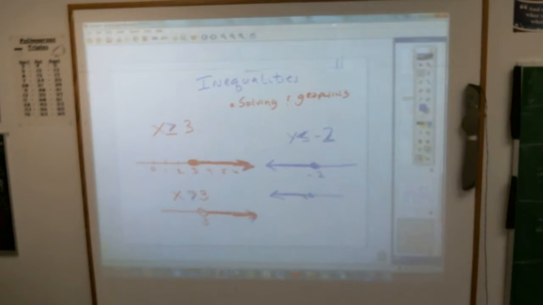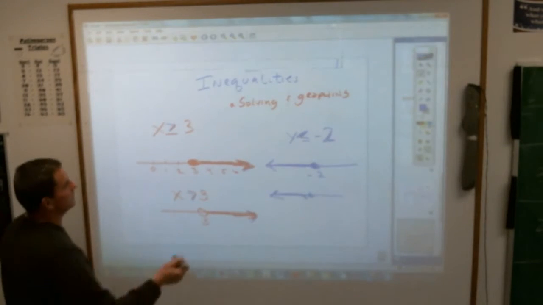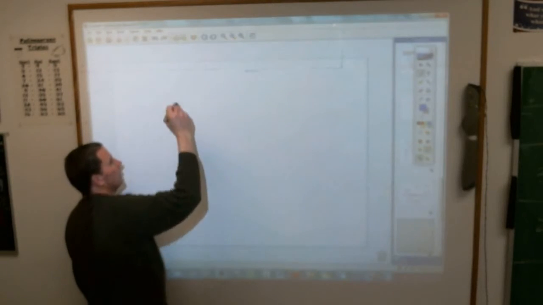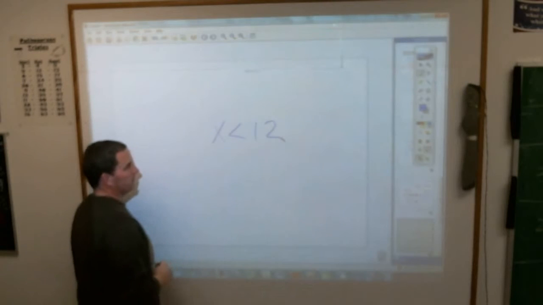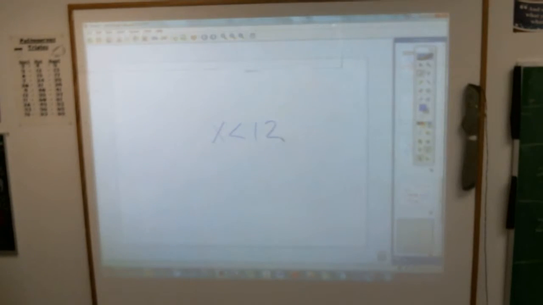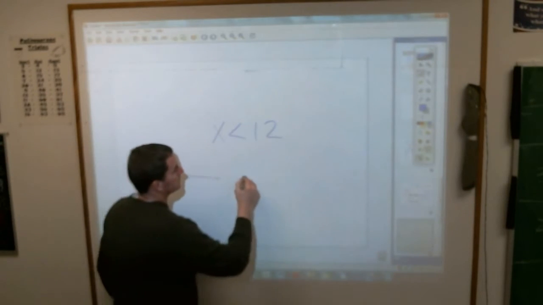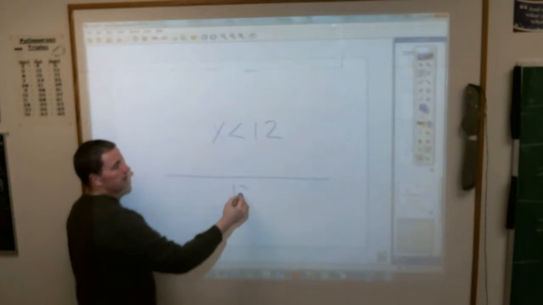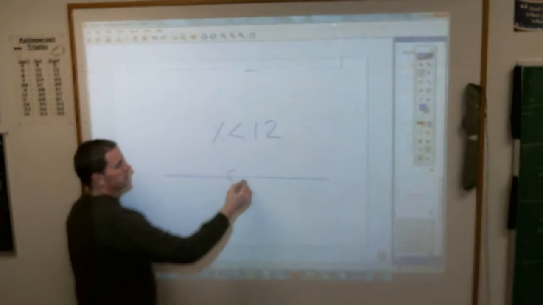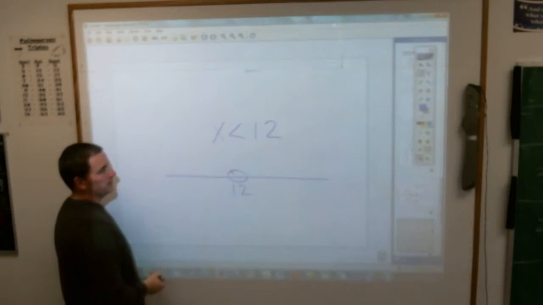Unfortunately that's not all there is. Let me do a couple more and then we'll talk a little bit more. How about this? What would the graph of x is less than 12 look like? You should be done with it by the way right now. x is less than 12. You're going to have a 12 here, correct? Open or closed circle above it? Open because it's not equal.